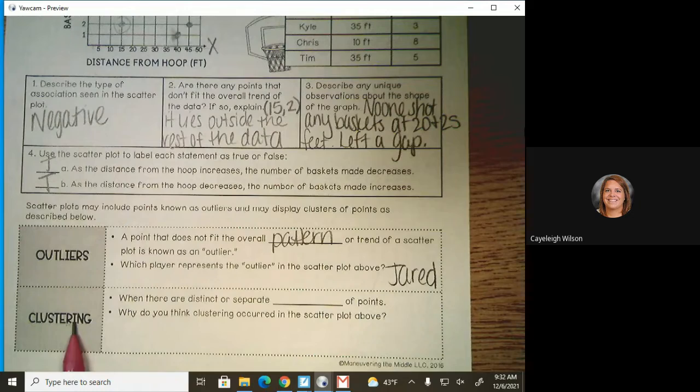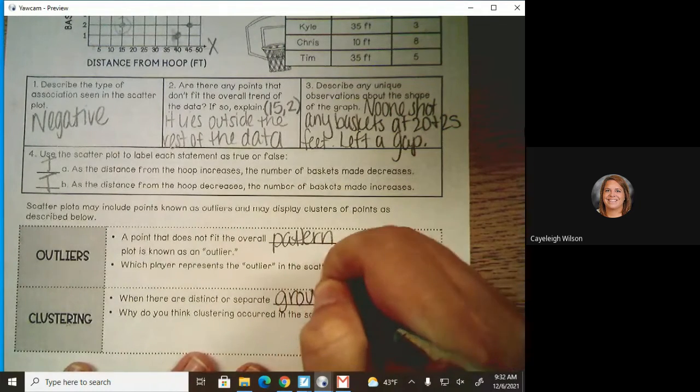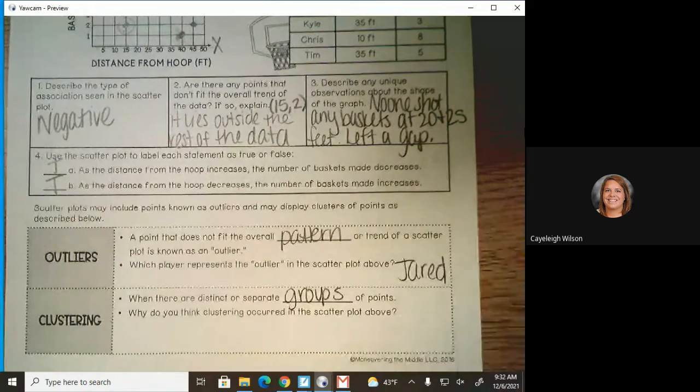The clustering is when there are distinct or separate groups of points. Like we saw in that scatter plot above, there were some that were clustered in that closer distance, and then they were clustered together in the farther distances. So it says, why do you think the clustering occurred in the scatter plot above? Well, Taryn, what do you think? Okay, that works. You could say they didn't shoot in that middle part, the 20 to 25, so that's why the rest are clustered at 15 and below, or 30 and above, because it started at 30. All right, what do you think, Lucas?